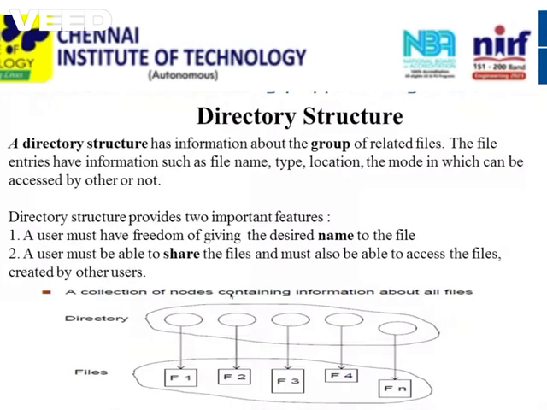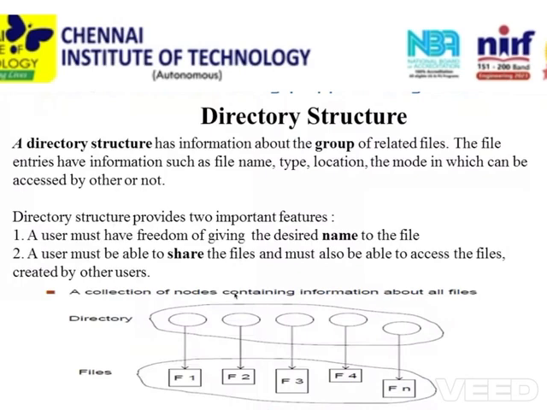The important features are: the user should be able to give the desired name, that is a correct name, and the user must be able to share the file and also access files created by other users. See the diagram. The diagram indicates that the directory is a collection of nodes containing the information about all the files, which is explaining about the directory and the file. Both the directory structure and the files reside on disk.